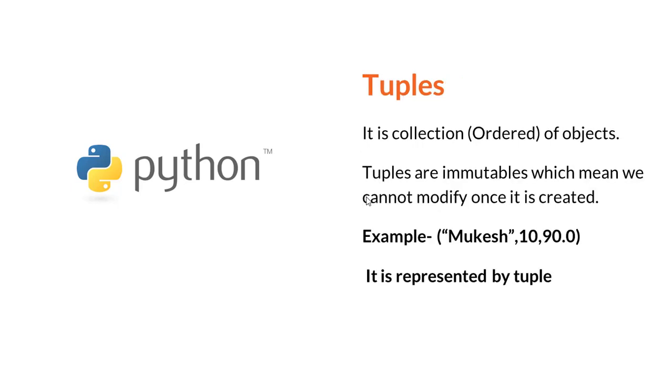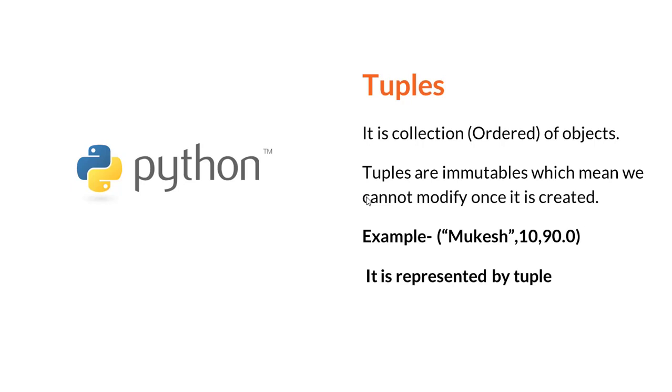And now we have tuple. Tuple or tuples, it's up to you. It's a collection of objects again, but the main thing here is that it's immutable. What is immutable here? It means once the value is assigned, you cannot modify it. Let's say we have a tuple called Mukesh and you want to replace it with some other words like Otwani or Selenium, you cannot do that. And it is represented by tuple.